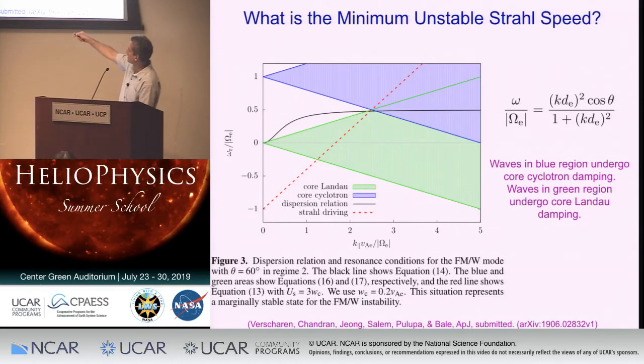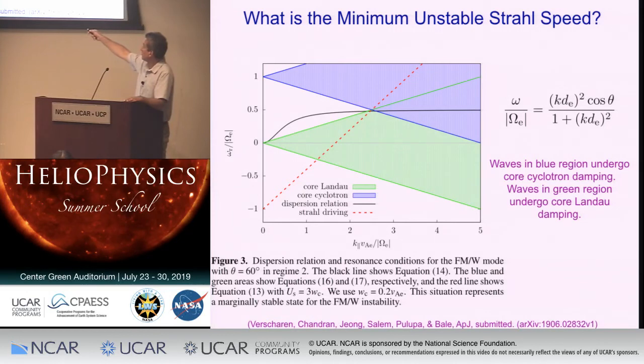Well, here is the solid line, here is the dispersion relation for an oblique Whistler wave. We can control the position of this red dashed line by changing the Strahl speed. If I make the Strahl speed bigger, the line gets steeper, and I can get this intersection to occur in the white region where there's no core damping.